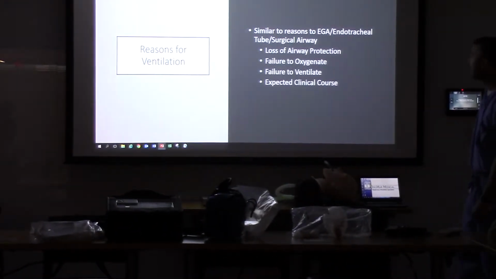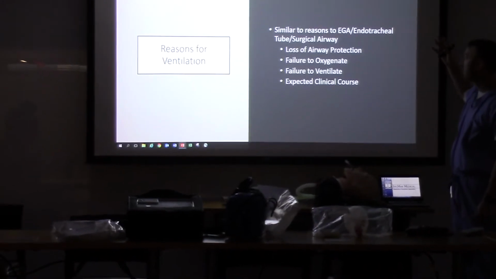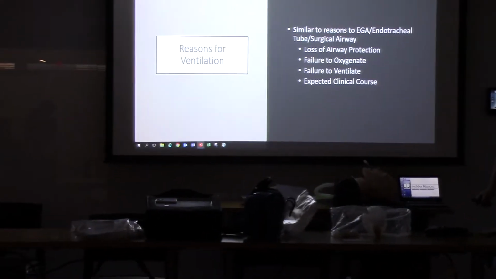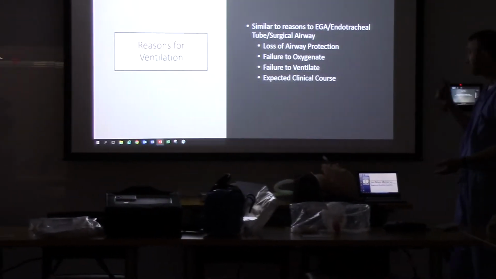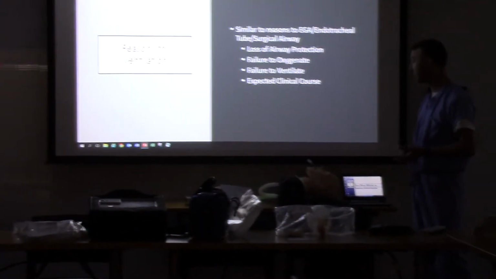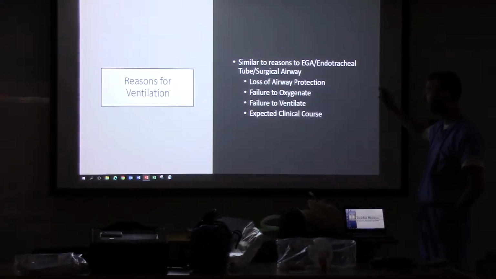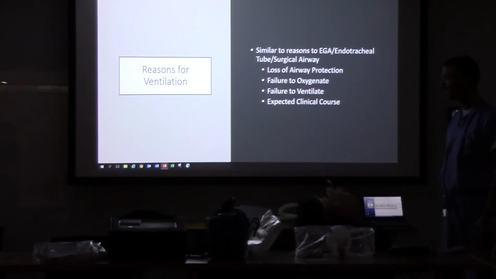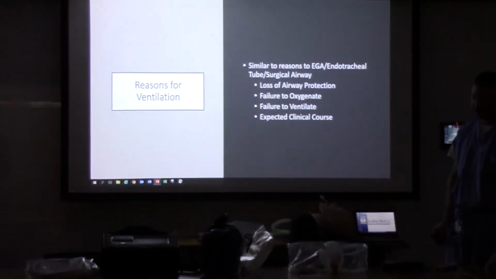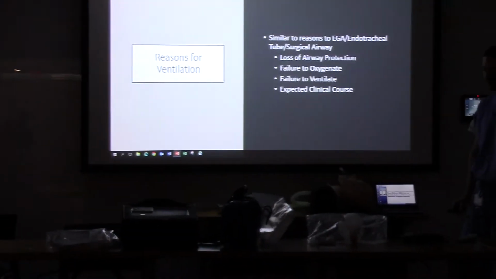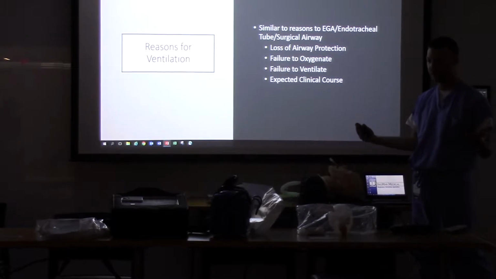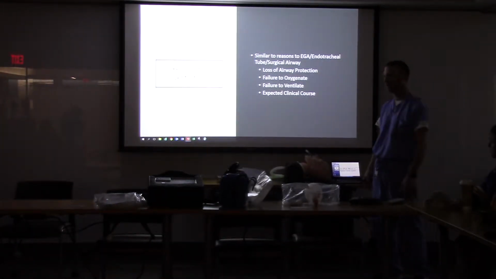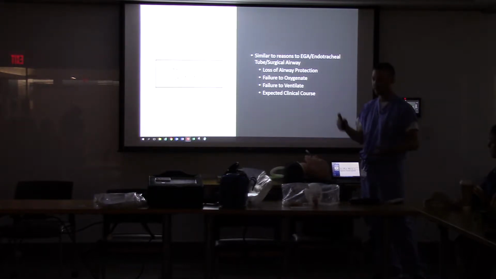So reasons for ventilation, it's similar to reasons for needing any kind of plastic in the throat or trachea. It's loss of airway protection, failure to oxygenate, failure to ventilate, which are two separate entities. And then finally, expected clinical course. So if you get 90% body surface area, 3rd-degree burns, you're going to be in a world of hurt and need to be on a ventilator so they can treat your pain and treat some other things.